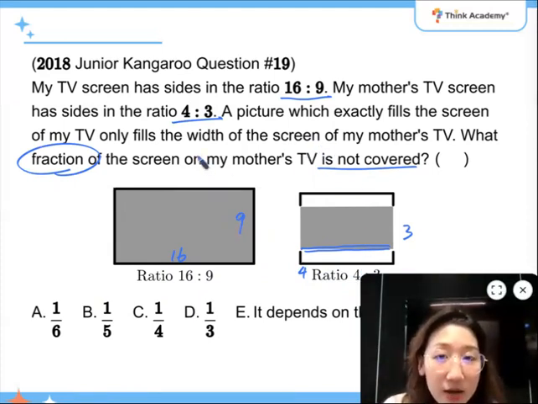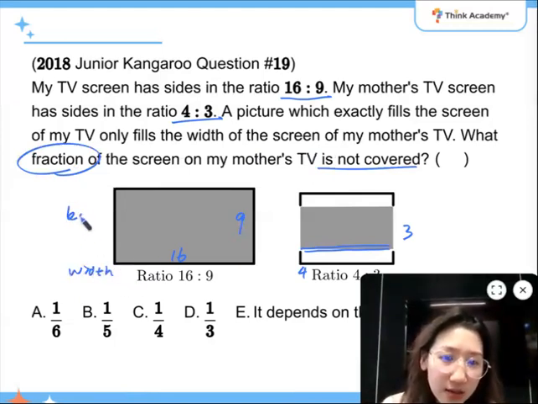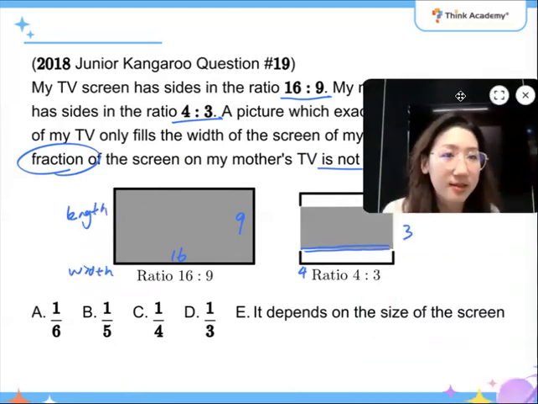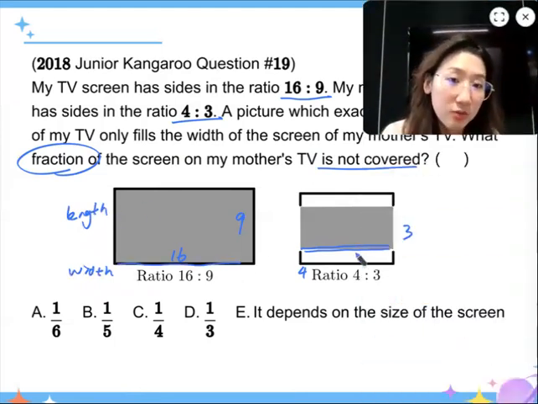Right, fills the width. All right, sorry, everyone. I think we're talking about a slightly different case where the bottom one is the width, the side is the length, but it doesn't matter. So you only need to know the longest side would fit in.